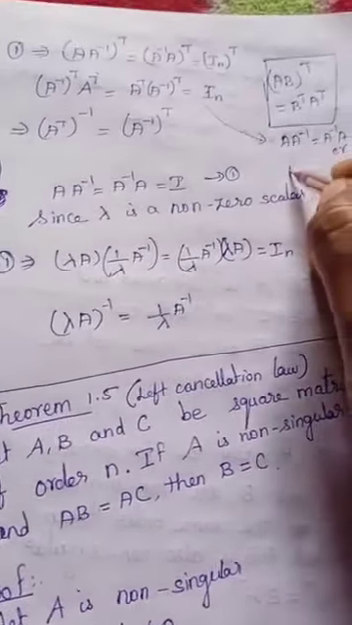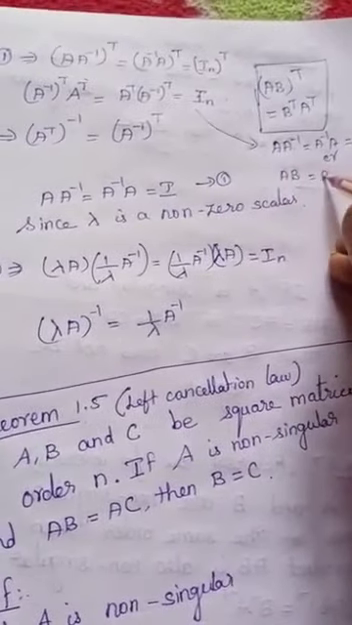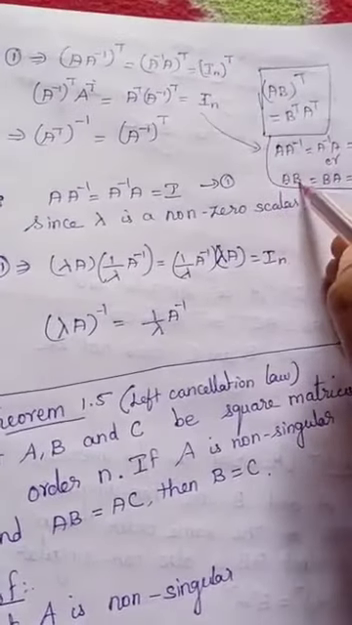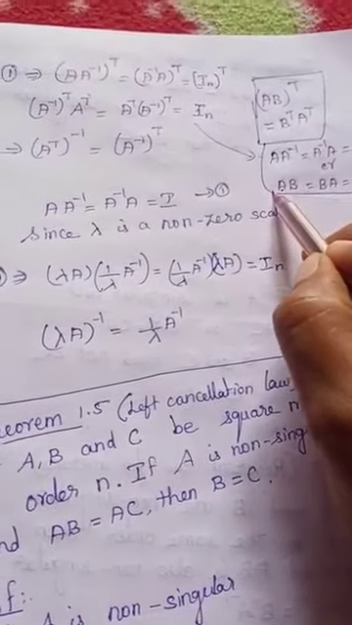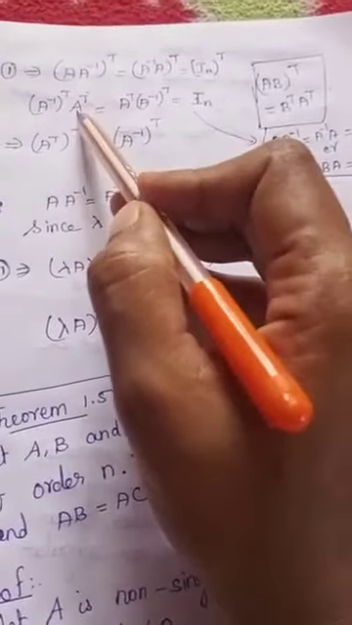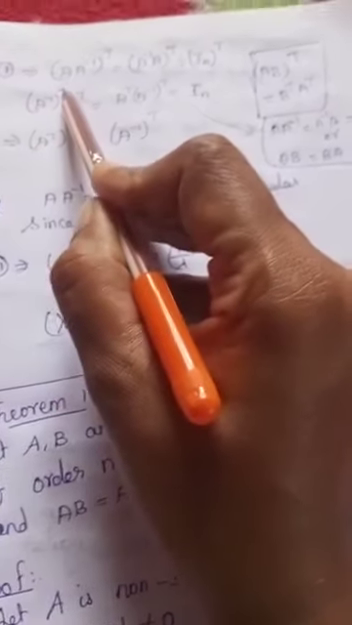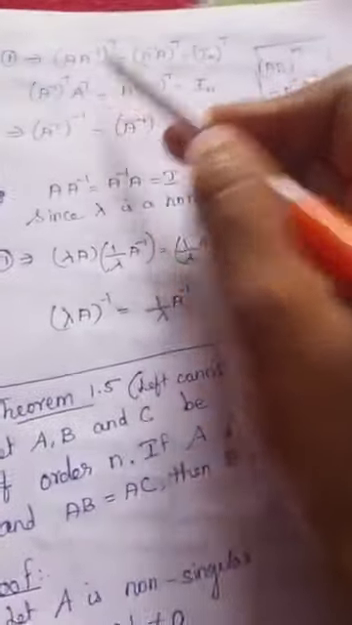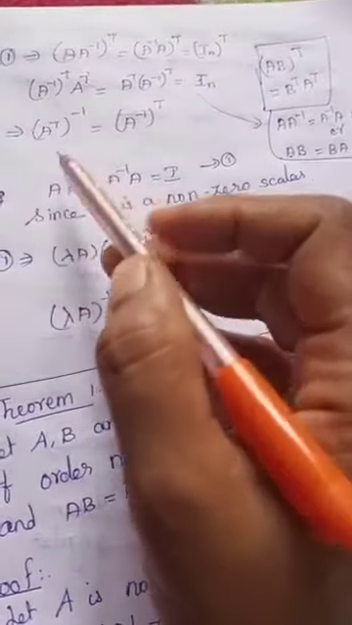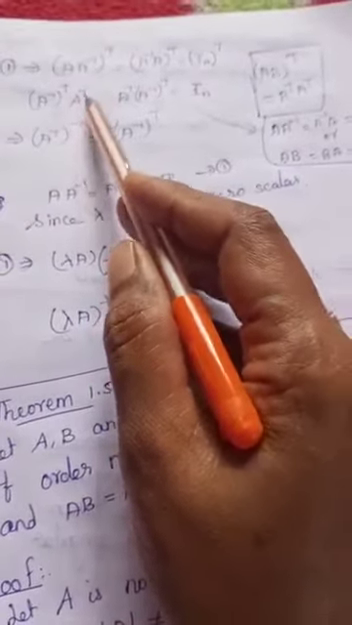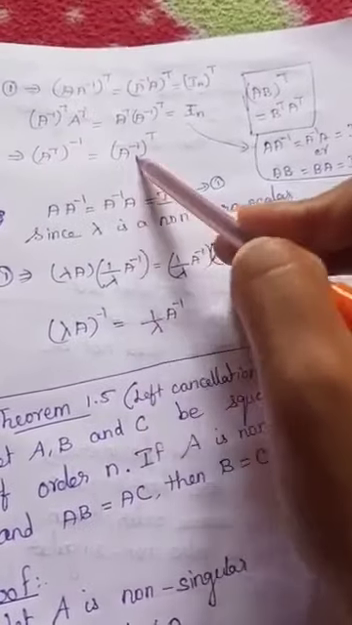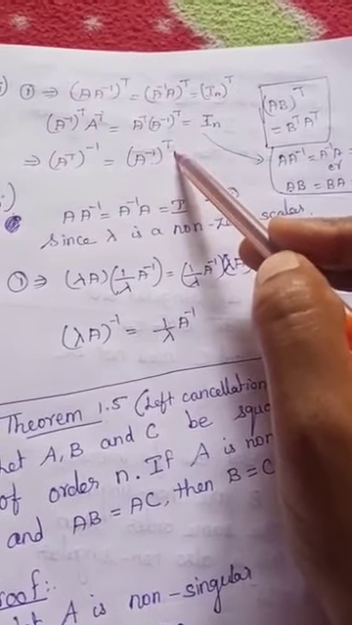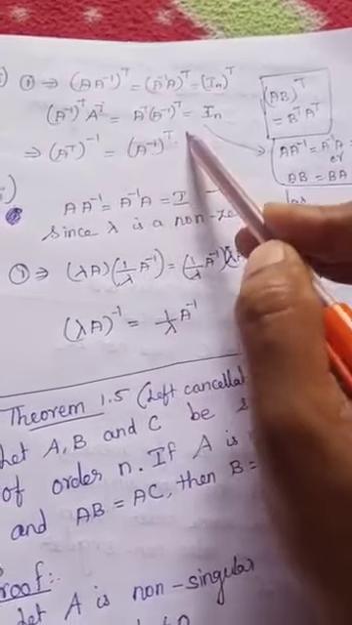We have learnt that AB is equal to BA is equal to I implies A is the inverse of B or B is the inverse of A. So here we can write either that the inverse of A transpose is A inverse the whole transpose, or that the inverse of A inverse the whole transpose is A transpose, right? In this way, we can write A transpose the whole inverse is equal to A inverse the whole transpose. This is the second proof: A transpose the whole inverse can be written as A inverse the whole transpose.